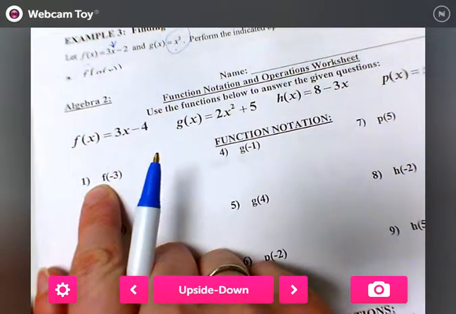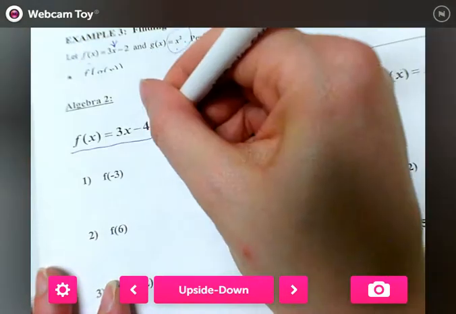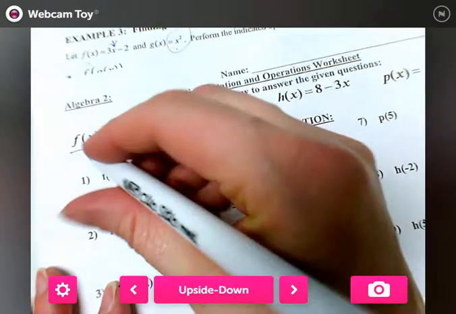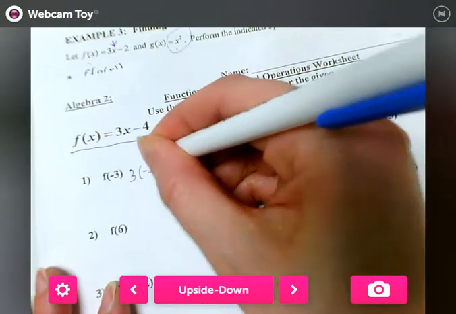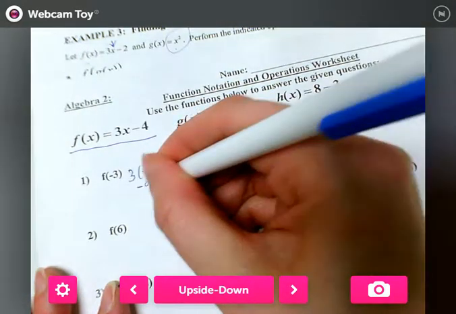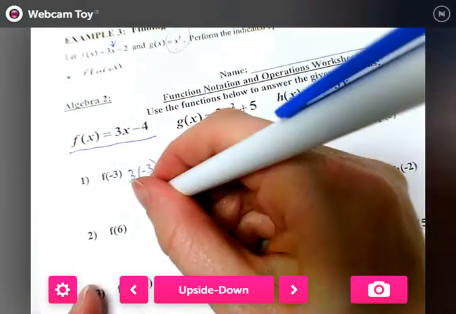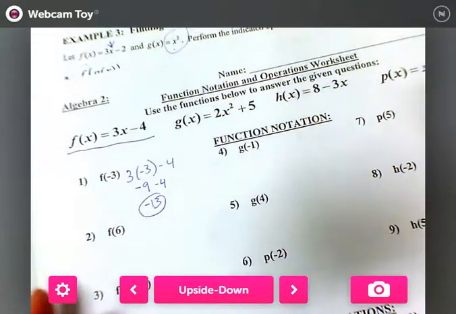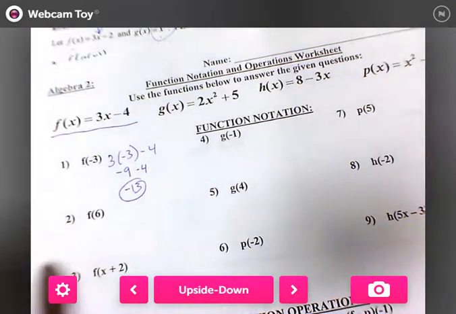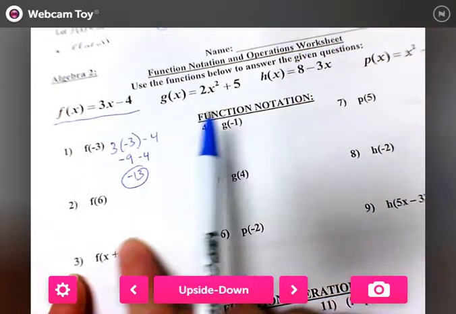Number 1 says f of negative 3. Which one of these says f? This one right here, right? So just instead of an x, we're going to put a negative 3. That's it. So 3 times negative 3 minus 4. 3 times negative 3 is negative 9. Negative 9 minus 4, 9, 10, 11, 12, 13. That's what these first 8 are. Real simple. First 8. 9 is a little bit, then these last ones are a little bit harder.